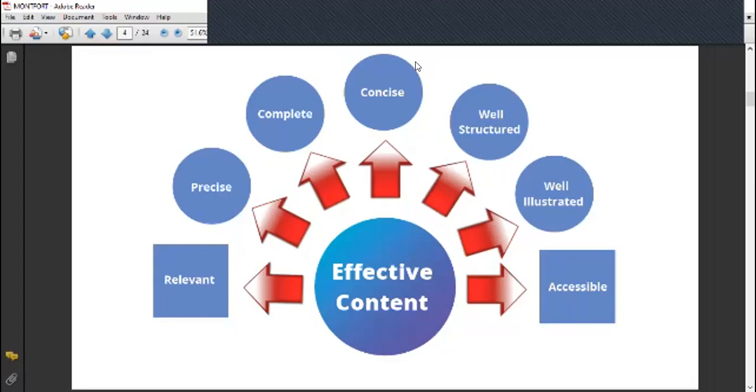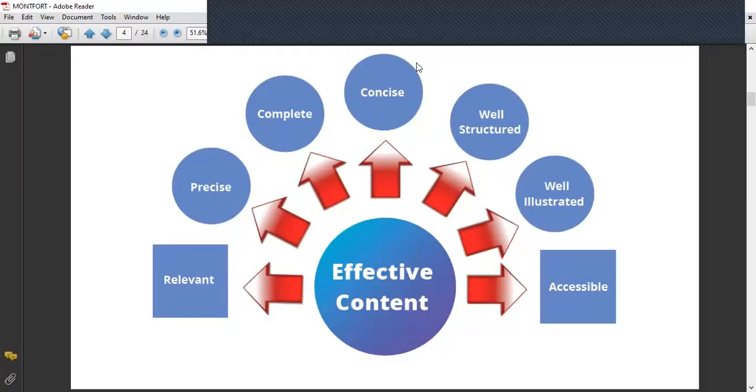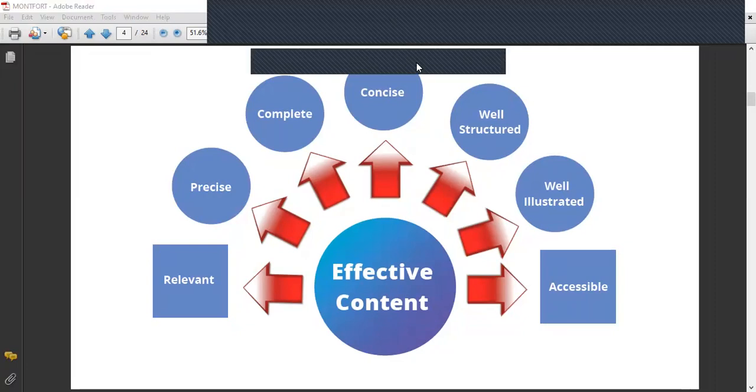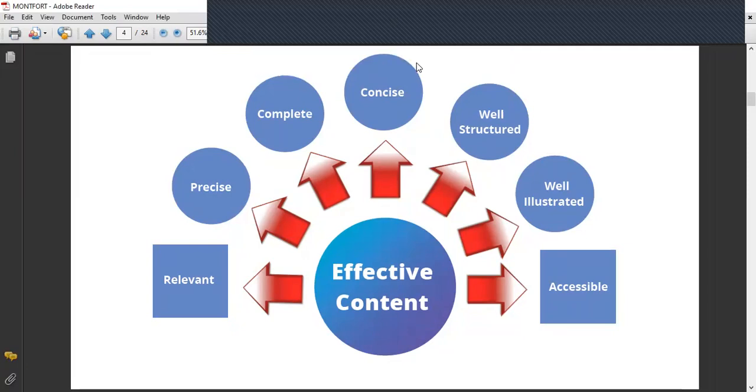Some of the features of effective content are: it should be relevant, it should be precise, the concept should be clear, it should be complete, because if it is incomplete, we can't work on it. It should be concise, very clear, well structured, well illustrated. To explain anything, we can use diagrams also. It should be accessible and easy to use.